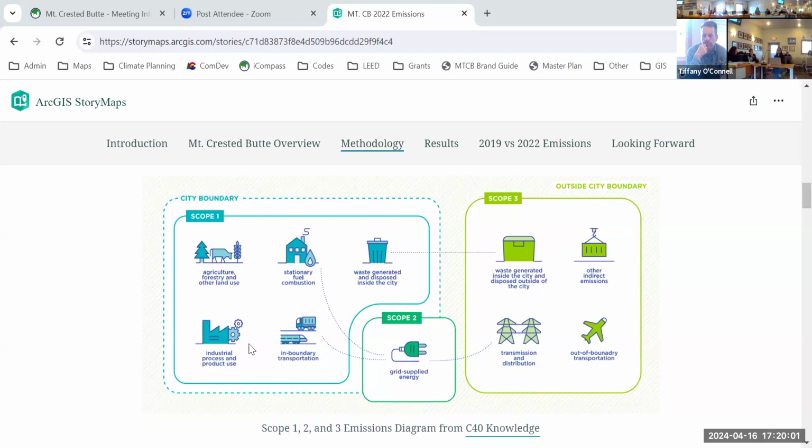For scope 3, this is all of the activities that occur outside of the town, but do impact what happens inside the town. So included in our emissions inventory will be the waste that is generated in Mount CB, but is disposed of outside of the city in the Montrose or Gunnison landfills. Another part of scope 3 emissions is the out of boundary transportation, so induced travel from people flying or driving in to get to Mount Crested Butte, but these emissions are not included in our emissions inventory.